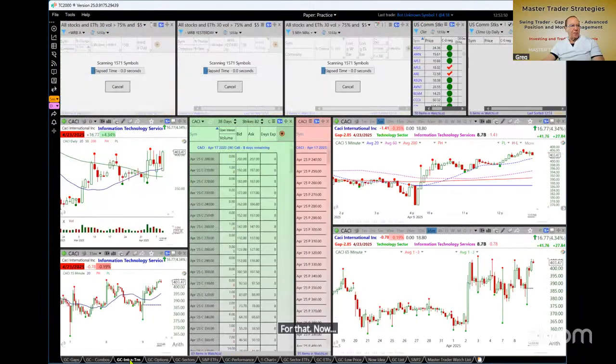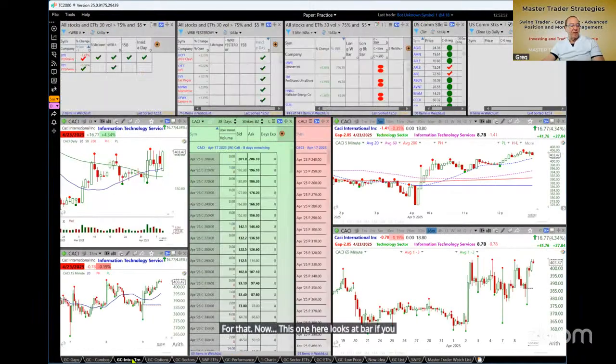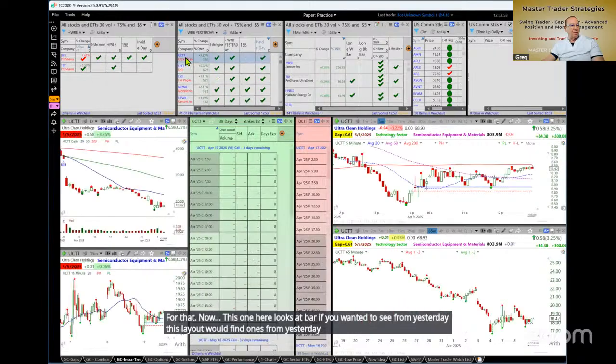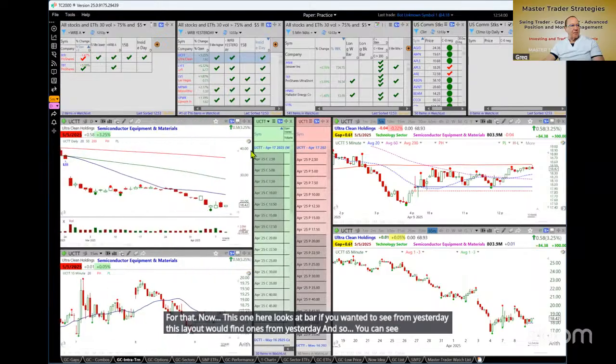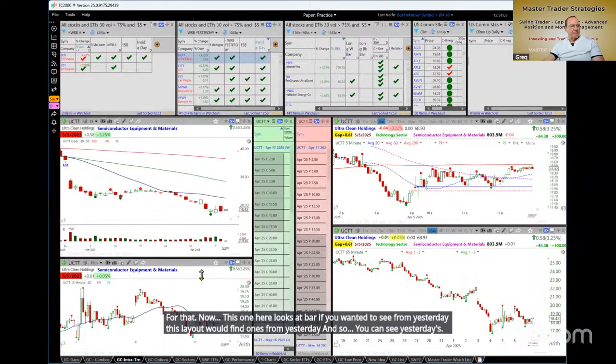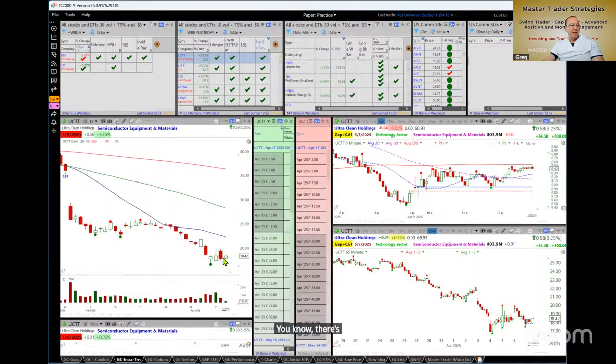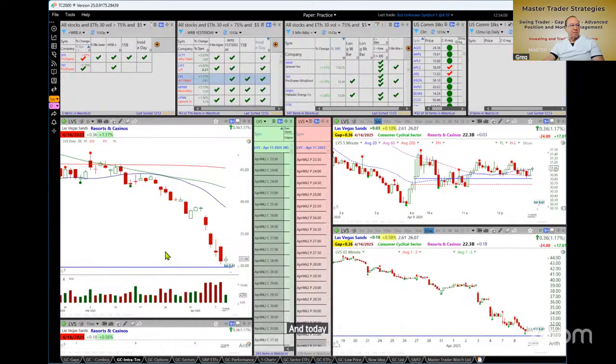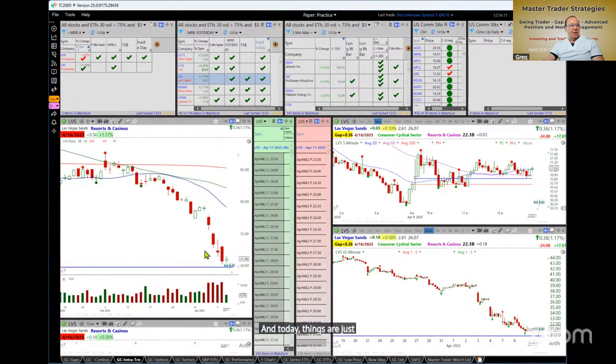This one here looks at the bar. If you wanted to see ones from yesterday, this layout would find them. You can see yesterday's; there's a lot of this going on today. Yesterday was a big bearish bar, and today things are just stabilizing. But we didn't even talk about wide range bars ending.